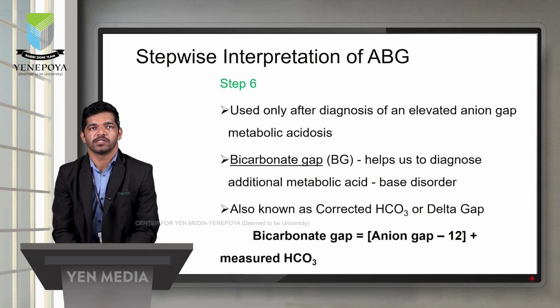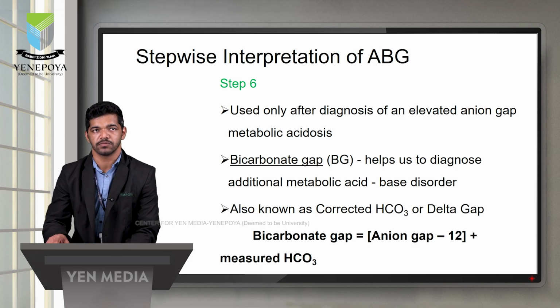So coming to step number 6, that's the last step. We have to calculate the bicarbonate gap when we have an elevated anion gap metabolic acidosis. This bicarbonate gap helps us to determine what additional disorder is present along with the elevated anion gap metabolic acidosis. It is also called the corrected bicarbonate or the delta gap.